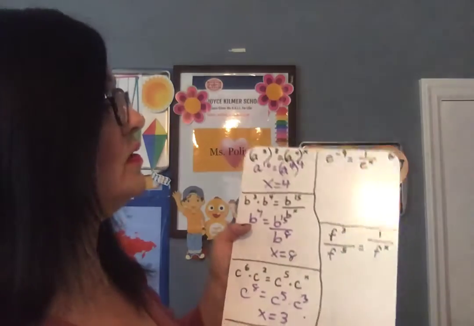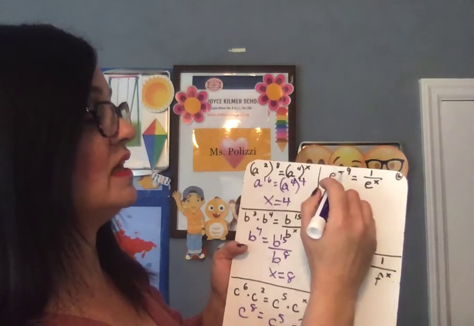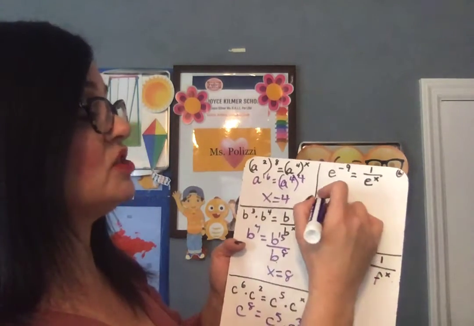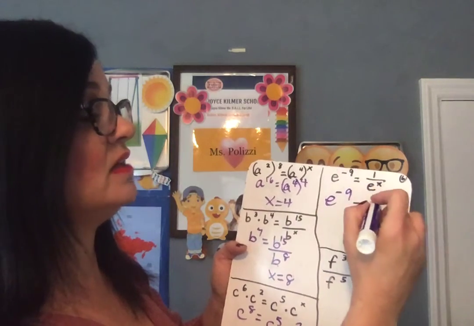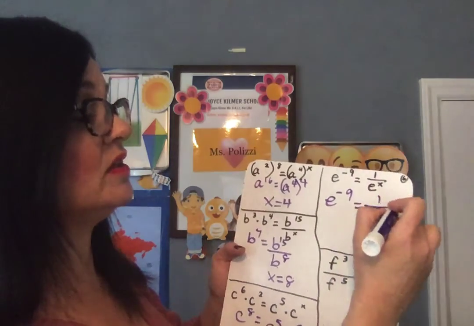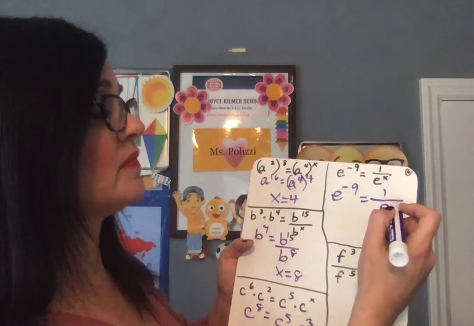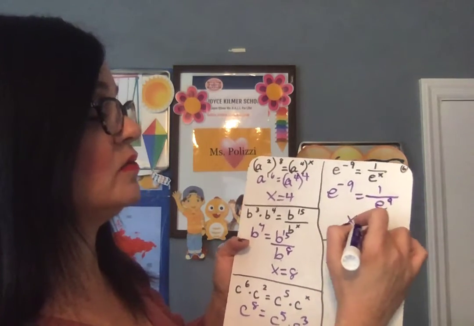Okay, so here let's look at this problem. We have e to the -9 equals e to the 1 over e to the x. Well, that just means e to the -9, to make it positive, we make a fraction line, put a 1 on top, and make our -9 positive. So x equals 9.